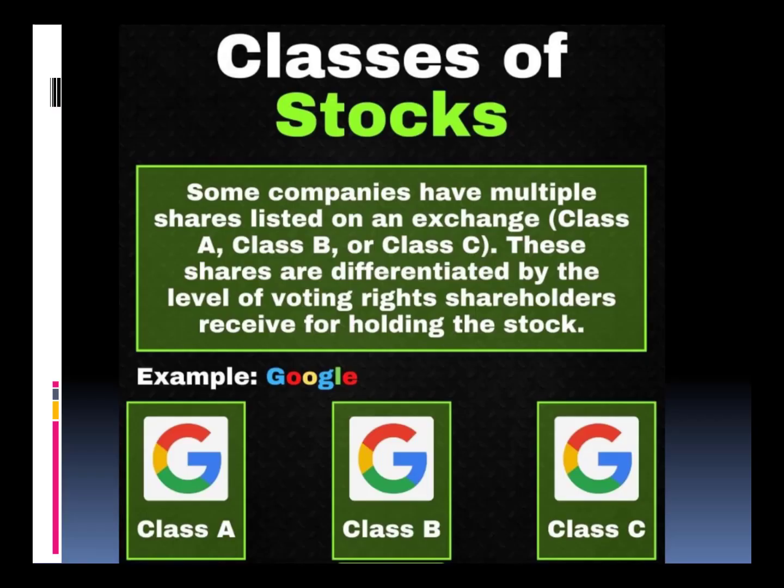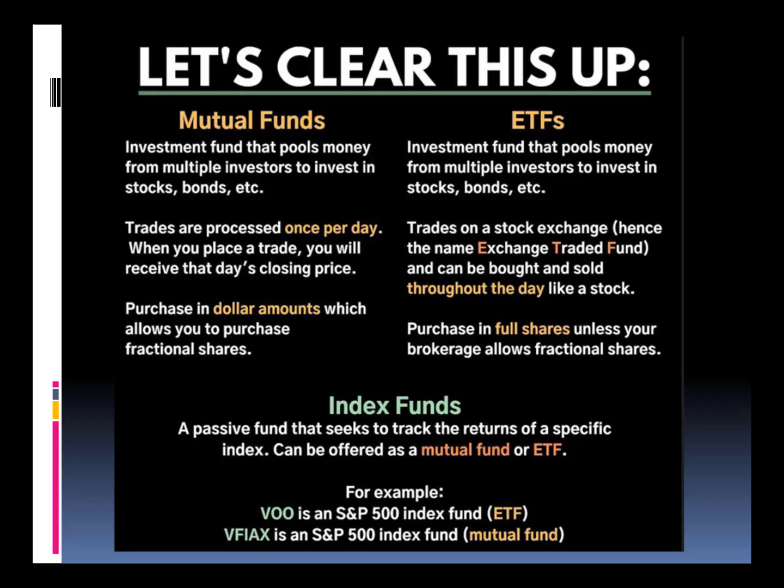Then the class of stocks. Some companies have multiple shares listed on an exchange, for example Google class A, B or C. These shares are differentiated by the level of voting rights shareholders receive for holding the stock. Also, a quick differentiation between mutual funds and ETFs. This is important because many investors in the beginning don't know the difference between mutual funds, ETFs and index funds.